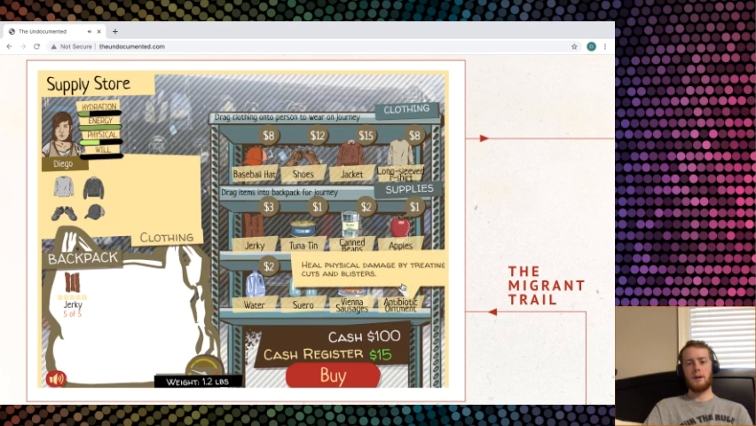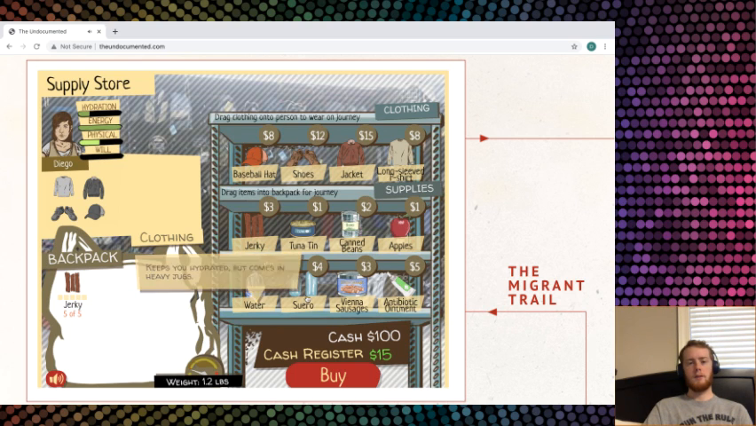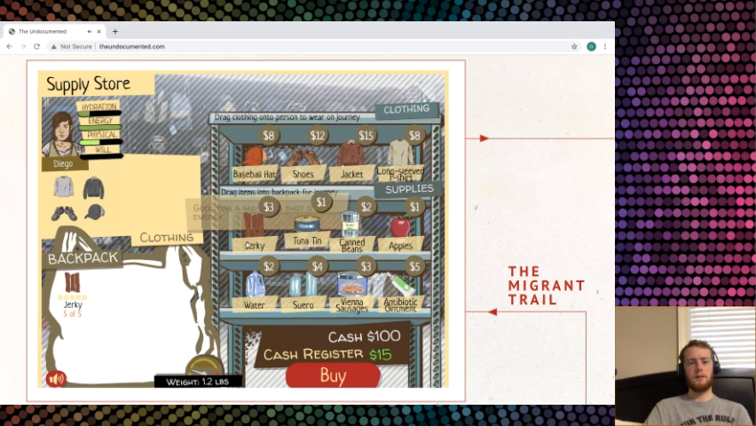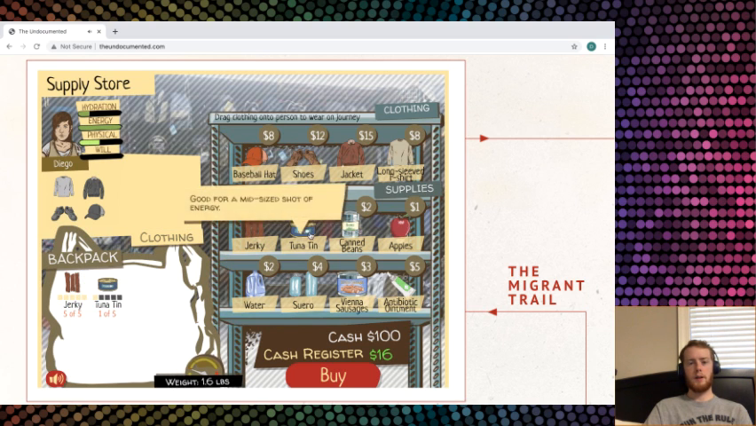Let's see, antibiotic ointment. Ointment heals physical damage by treating cuts and blisters. Water keeps you hydrated. Electrolyte enhanced water boosts your energy. So, tuna tin, these are pretty cheap, so we might as well buy some of these.